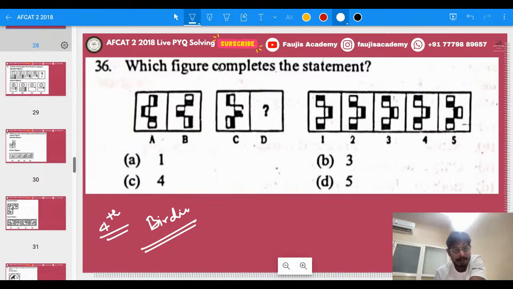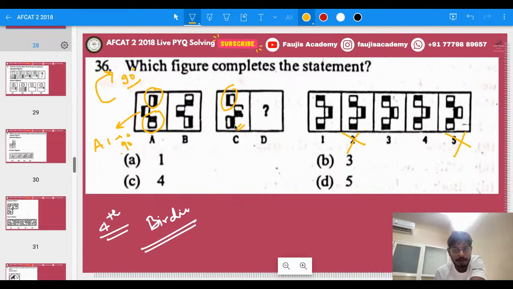Okay, yeah, that's correct. Why? Because if we look at these two figures, the rotation is happening clockwise 90 degrees, right? And if we look at this particular element, the rotation is happening anti-clockwise 90 degrees. So similarly, this one will move clockwise. That means the shaded part will be at the top. So this cannot be the answer. This one cannot be the answer, right?